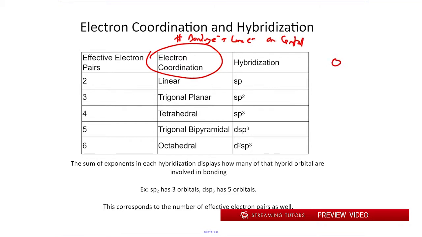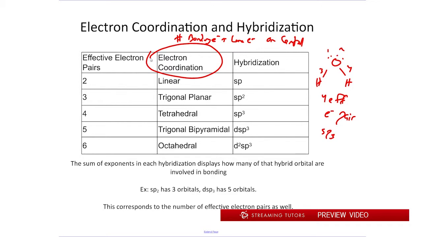So for example, something like water, with 2 lone pair electrons here, has 1, 2, 3, 4. It has 4 effective electron pairs. So it would be tetrahedral and sp3 hybridized.